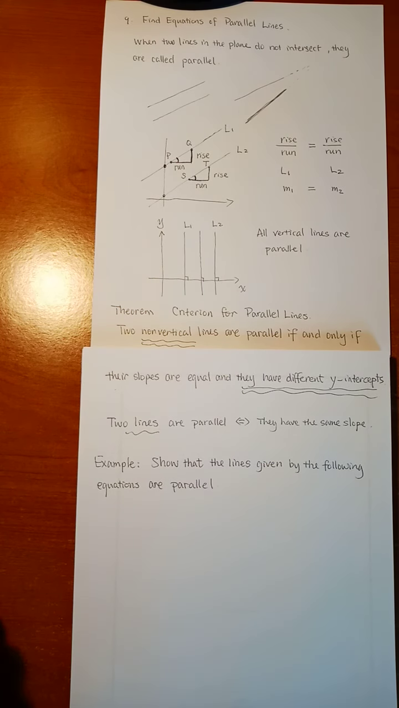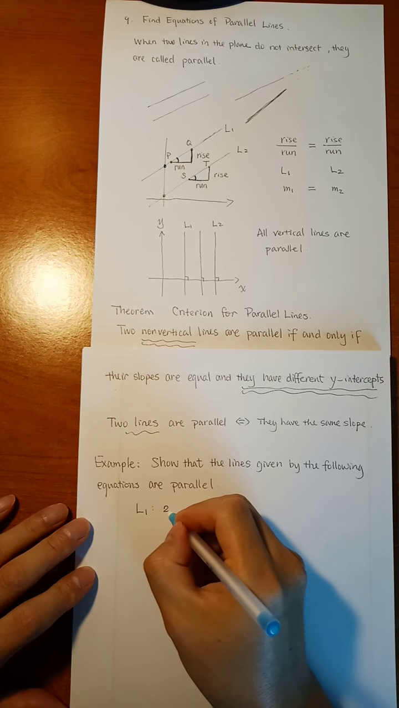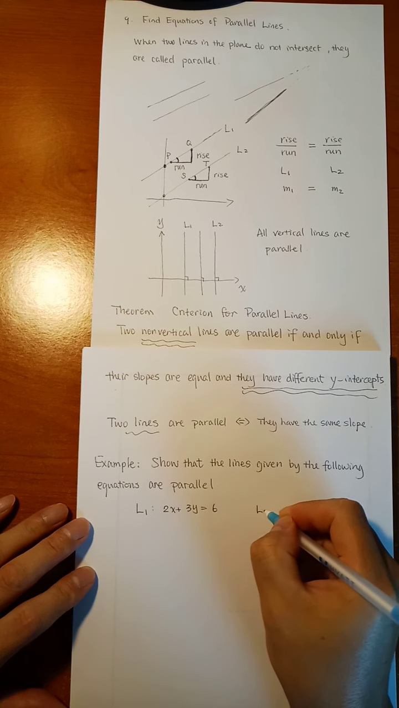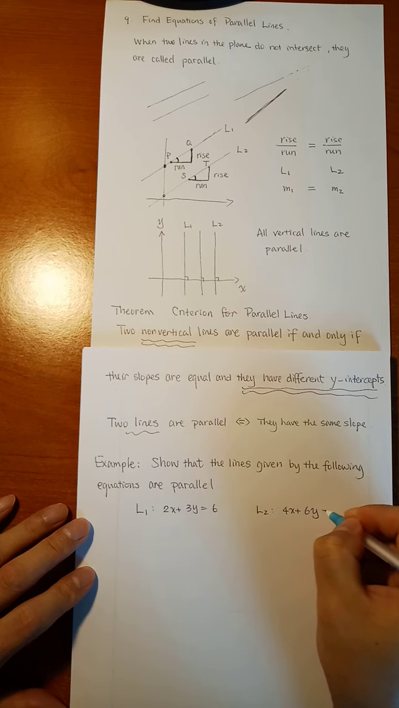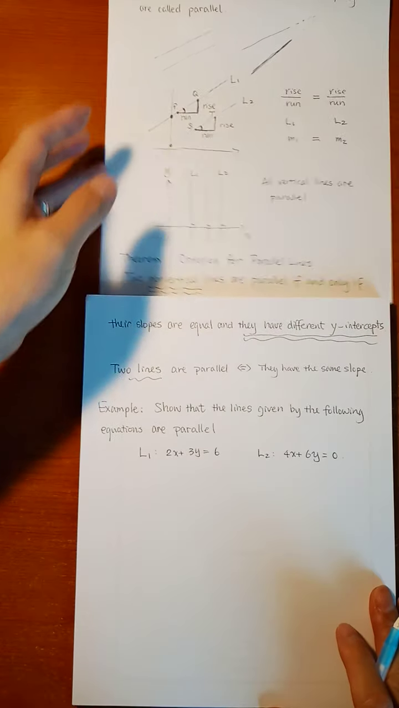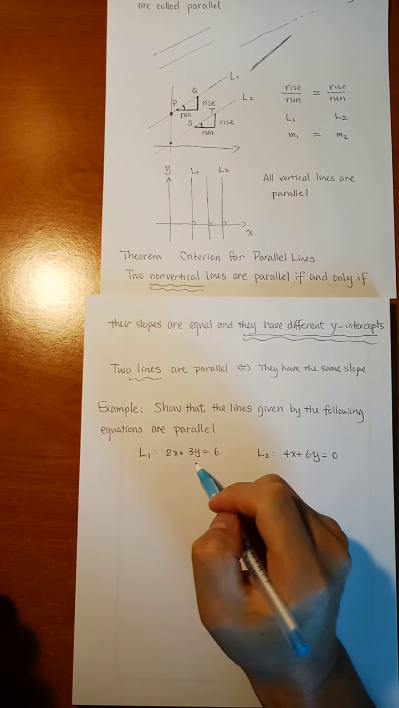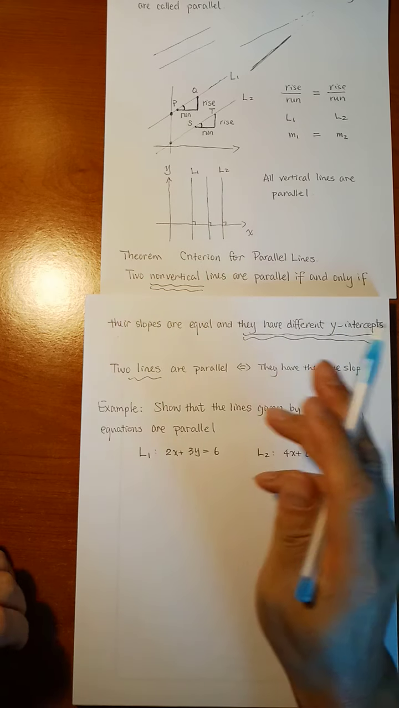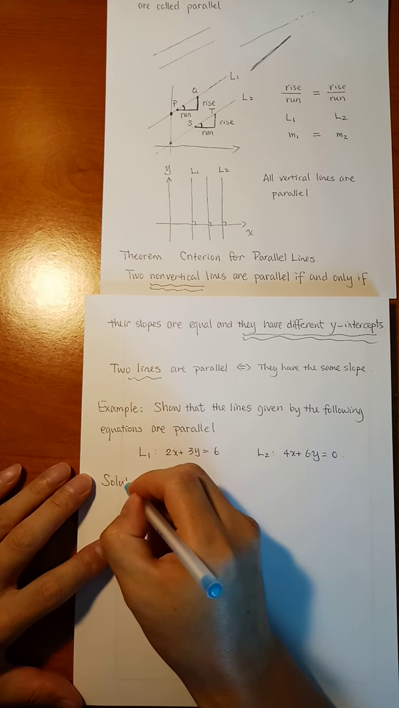Okay, so how do we show it? L1 is 2x plus 3y equal to 6. L2 is 4x plus 6y equal to 0. Well, let's prove it. We are going to use this theorem: if they have the same slope and different y-intercepts, then they will be parallel. Okay, so solution.